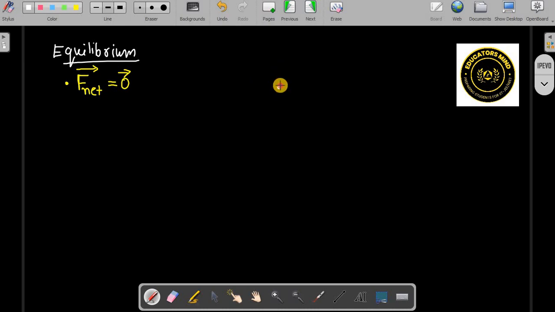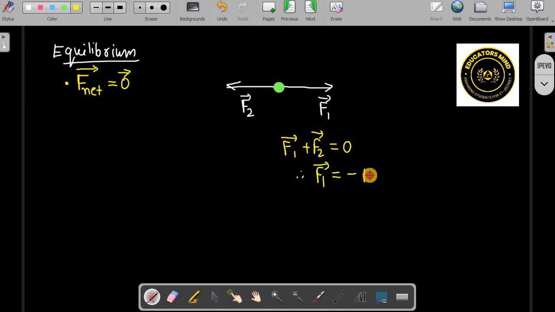For example, suppose you take a body and there are two forces acting. The two forces must act in opposite directions. Let's say this is F1 and F2 vector. For this system to be in equilibrium, the sum F1 vector plus F2 vector, that is the net force, has to be 0. So F1 vector must be opposite of F2 vector, equal and opposite.